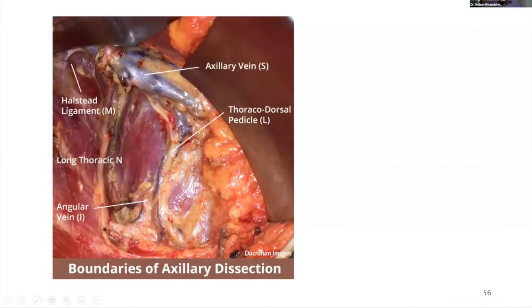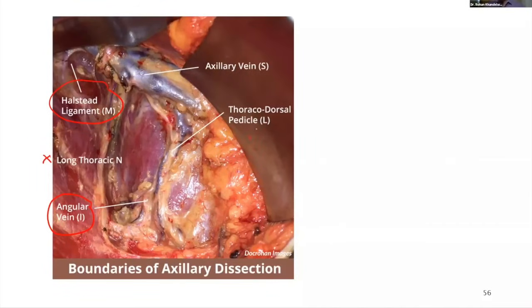These are the boundaries of axillary clearance. This was a case of mine where I'd done an axillary clearance. I've highlighted the boundaries. Axillary vein is superior. Thoracodorsal pedicle is lateral. Angular vein is inferior. And Halsted ligament is medial. Mind you, long thoracic nerve I've depicted here, but it is not a boundary of axillary clearance. These are the boundaries which you should know for the exam.